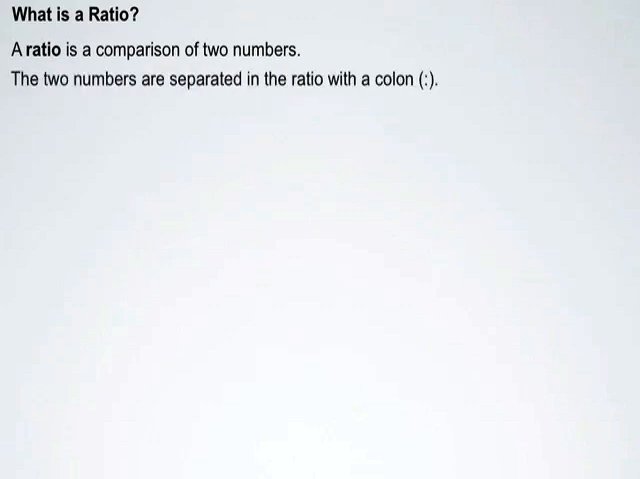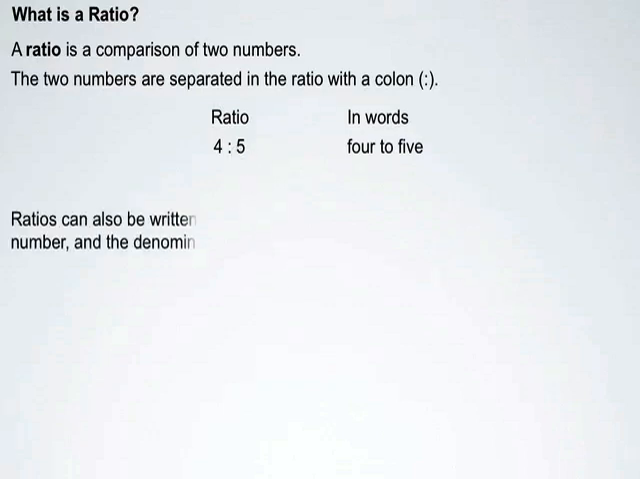So the first thing we need to look at is what is a ratio. So a ratio is just a comparison of two numbers. And the two numbers are separated in a ratio by a colon. So that's the two dots, one above the other. So a ratio could look like 4 colon 5. But in words, this is read 4 to 5. So the colon in math is read "to."